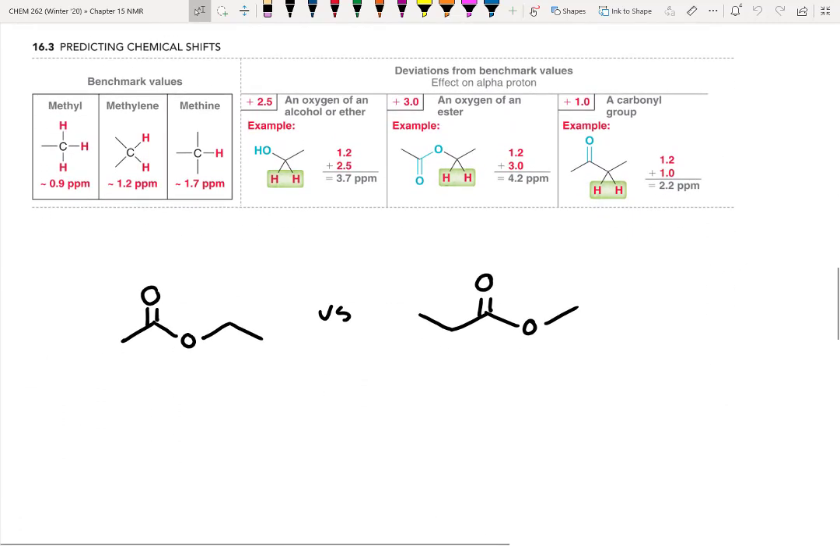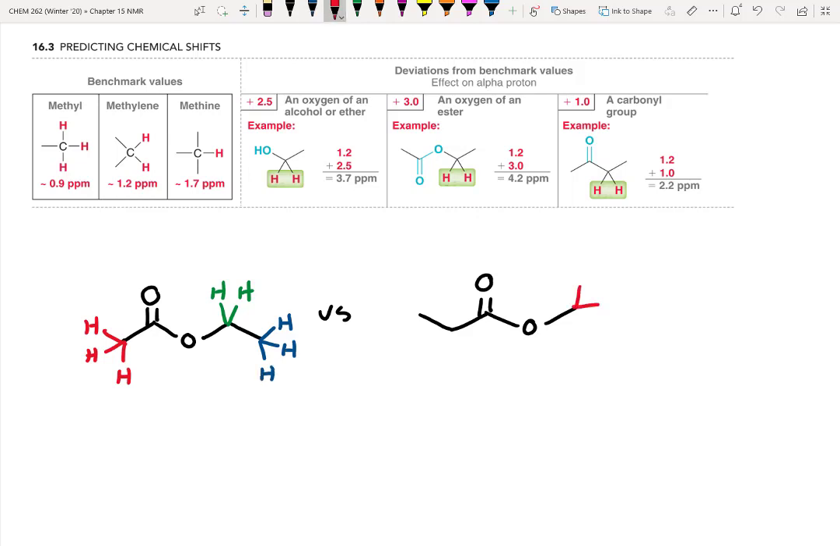All right, last thing I wanted to talk about is what do we do in situations like this? So I've got two different constitutional isomers below, both esters. All right, so how many signals would we expect for this? Three. Okay, so I'm going to go ahead and draw in all of my protons. Say, all right, red protons, green protons, blue protons. Then I'll do the same thing over here. The colors aren't correlated. In fact, let me use different colors. I'll just do black for this one.